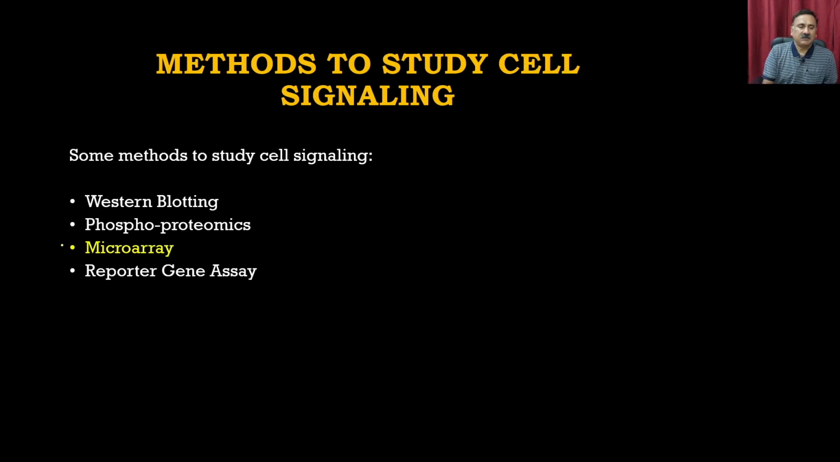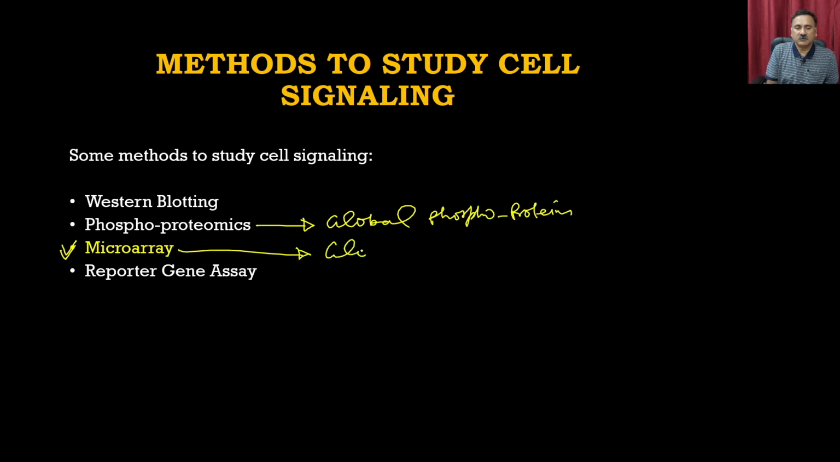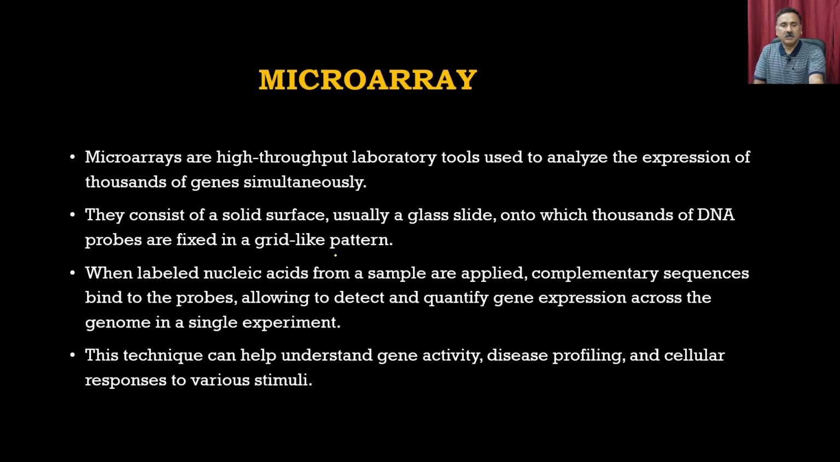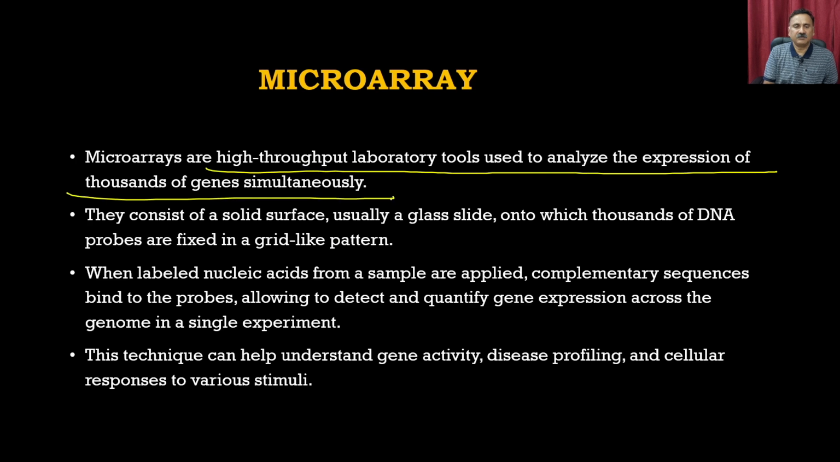Then the next technique is the microarray. So this is the technique where we have looked at the global phosphoproteins, right? Now, if you want to know at the level of the gene, then you can use this. So this is actually going to tell you about the global gene expression, right? That data also is going to indirectly support your results from the global phosphoproteomic data or from the Western blotting data.